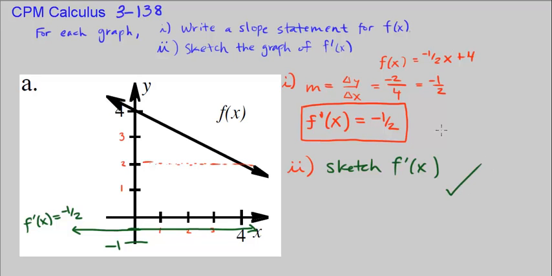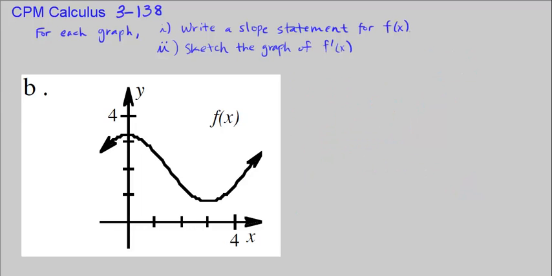All right. Let's go on to the second graph here. So here we're asking again to write a slope statement for f of x. So this is f of x, right? And what does f of x look like? Well, it looks like a sinusoid, right? So we're doing part I. F of x is just a sinusoid. It actually looks like it's a sinusoid shifted up.